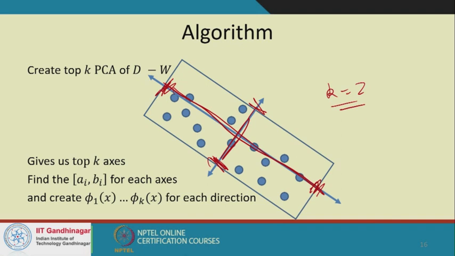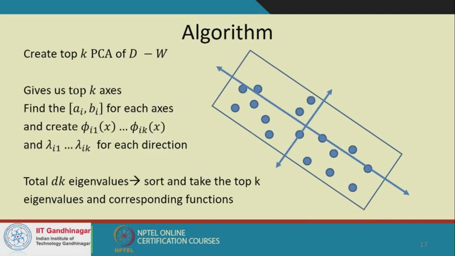So now, along each of the directions, we create phi_1(x) to phi_k(x). This gives me k eigenvectors in each direction, and the corresponding eigenvalues lambda_i1 to lambda_ik. So that is a total of dk eigenvalues. We sort them and take the top k eigenvalues and the corresponding eigenvectors. So from dk we go down to k.